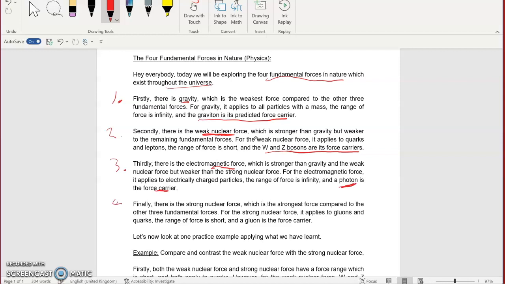And finally, we have the fourth fundamental force in nature, which is the strong nuclear force. This is the strongest force compared to the other three fundamental forces. For the strong nuclear force, it applies to gluons and quarks. The range of force is short, and a gluon is the force carrier.